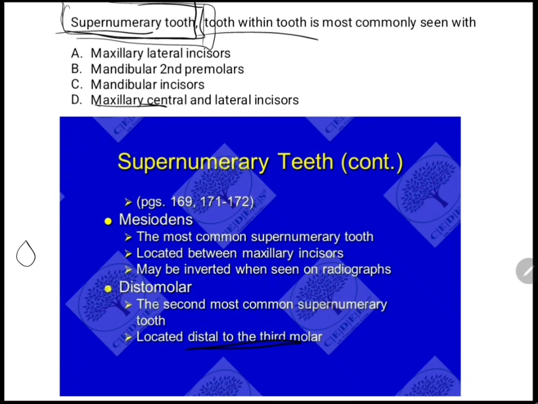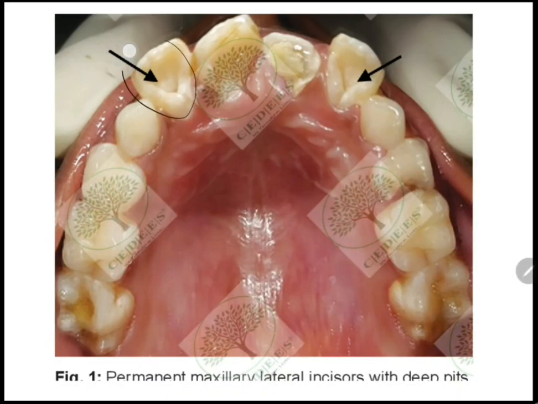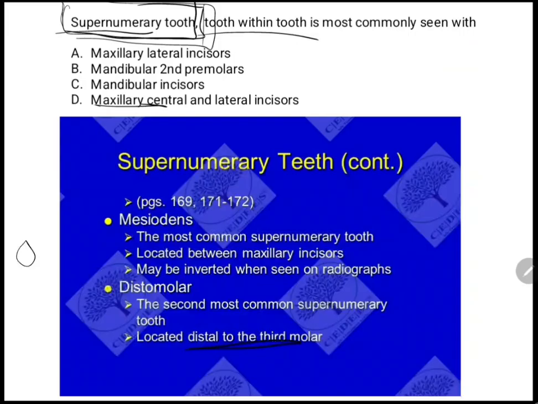When we talk about tooth within tooth, which is nothing but our dens in dente or dens invaginatus, which is an infolding of the layers of the tooth. That is most commonly seen as a pit or a deep invagination along the palatal or lingual side of the tooth, most commonly associated with the permanent maxillary lateral incisors. So tooth within tooth is most commonly seen with the lateral incisors. So although in the book the option is given as A, I would say option D is correct, because supernumerary tooth is associated with central incisor and tooth within tooth is associated with the lateral incisor. So here I would say option B is correct.